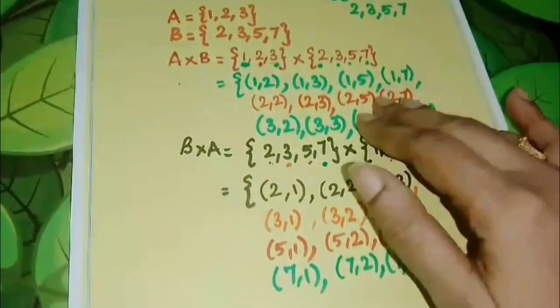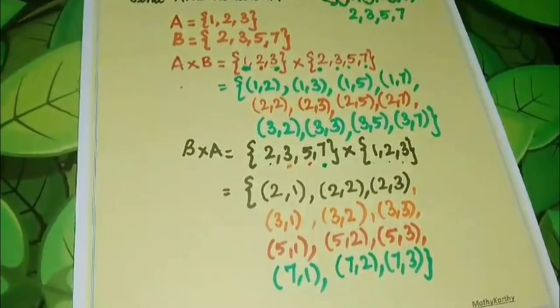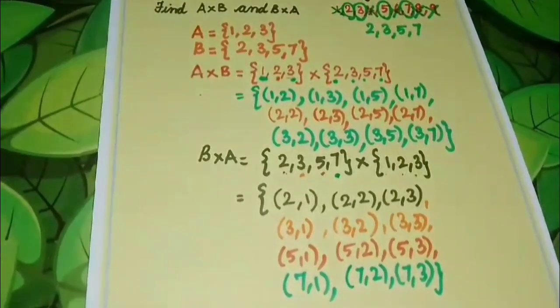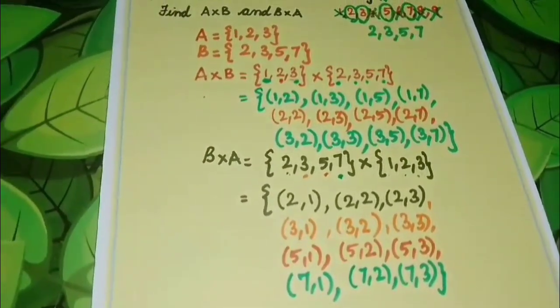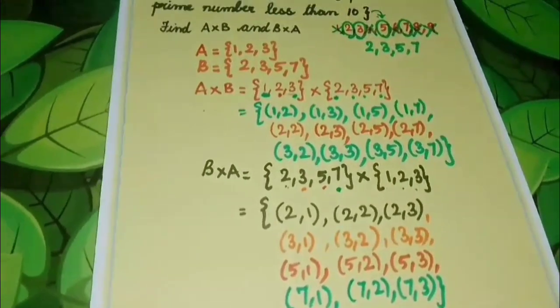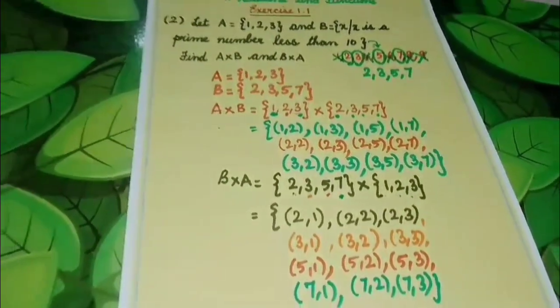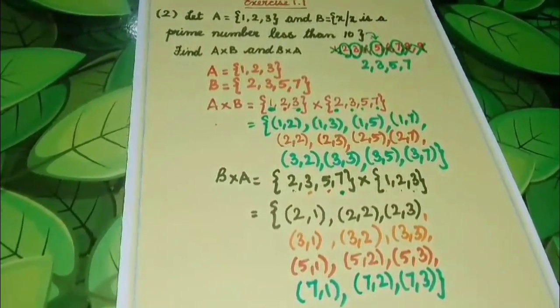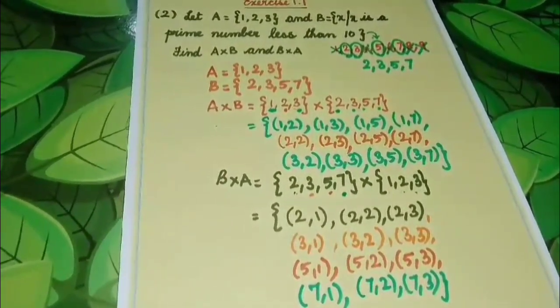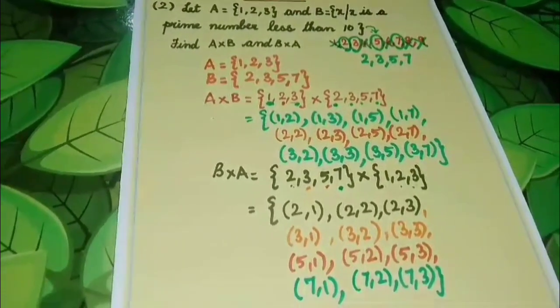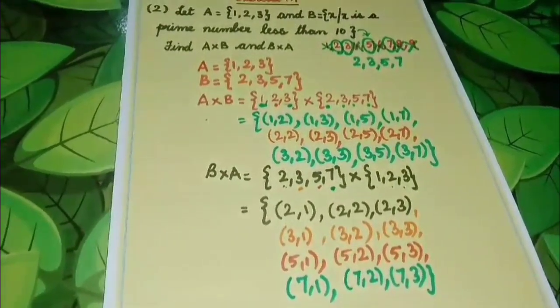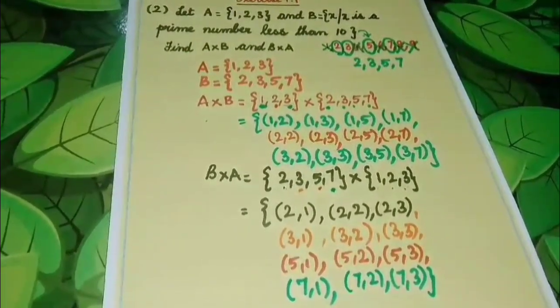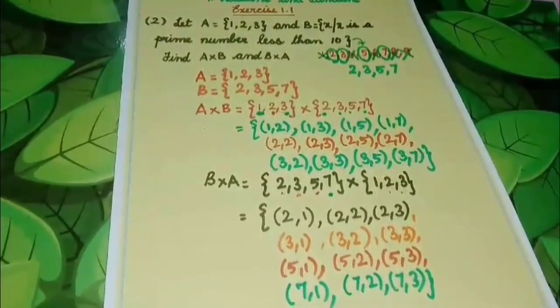So this A cross B and B cross A is entirely different because in an ordered pair, the order of the elements is very, very important. So thus we have formed the solution. Here we are given the set A and we have found the set B, and with those two sets we have formed A cross B and B cross A. Now let's move on to our next problem.